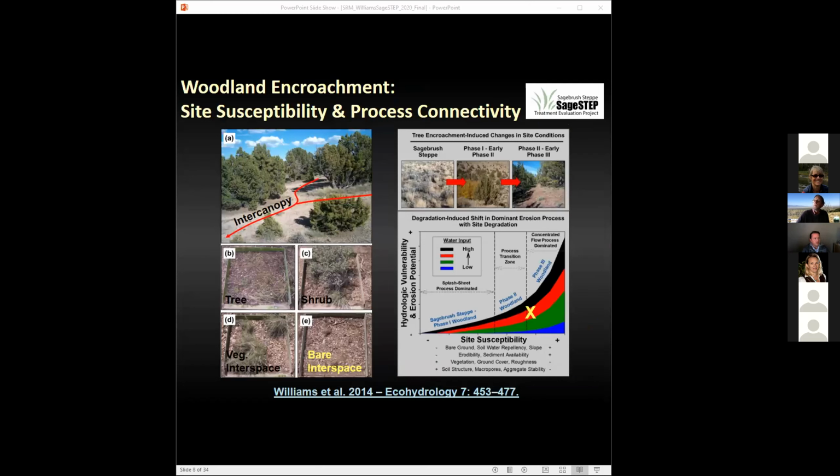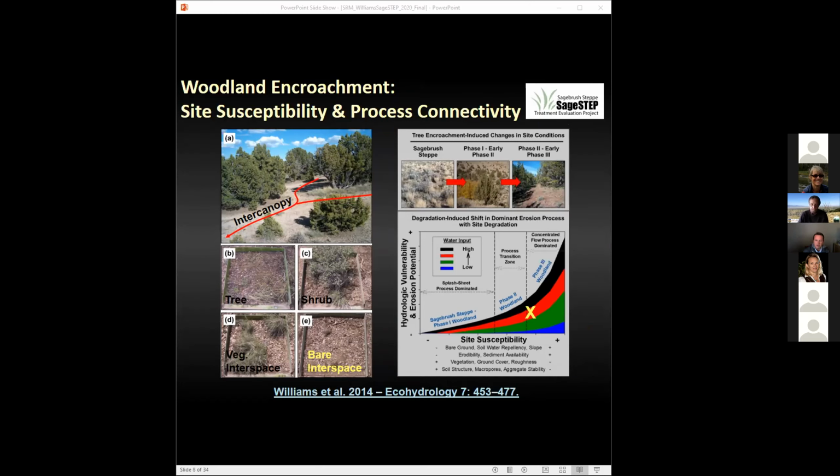So we'll start looking at some results, starting with objective 1, the woodland encroachment component of the study. All 3 of the woodlands that we sampled were in the later stages of woodland encroachment, probably late phase 2, maybe early phase 3, similar to conditions like you would see in the photograph to the far left. And the bare interspaces between the plants, photograph E in the panel to the left, were the main sources for runoff and sediment during rainfall simulation experiments.